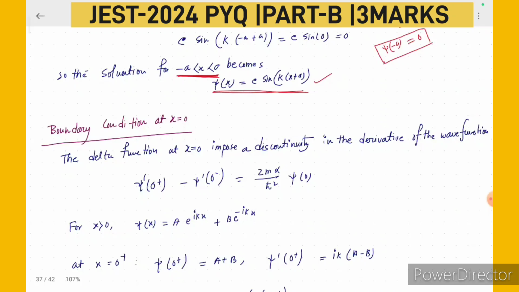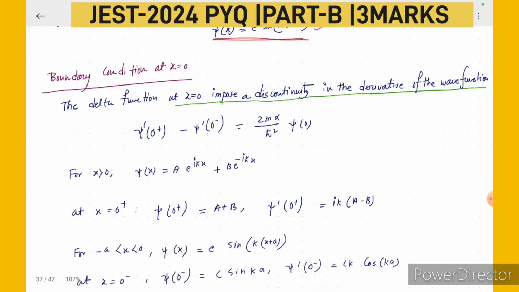The delta function potential at x equals 0 imposes a discontinuity in the derivative of the wave function, as already mentioned in the question. So psi prime of 0 plus minus psi prime of 0 minus is equal to 2m alpha upon h cut squared times psi of 0.